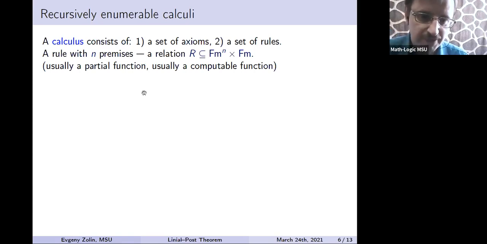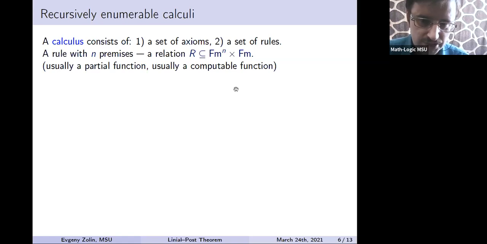Usually rules have premises. For example, modus ponens has two premises, A and A implies B. And the rule with n premises in general is a relation between n tuples of formulas and formulas. So modus ponens is a relation between pairs of formulas and formulas.